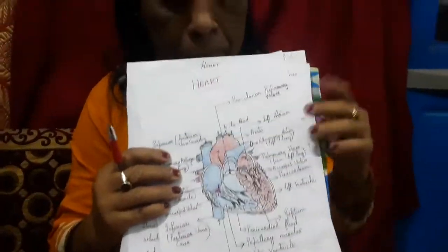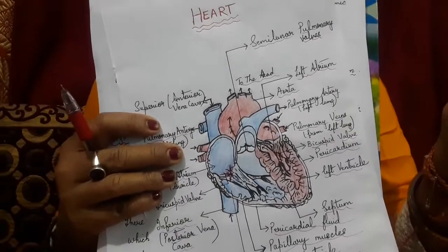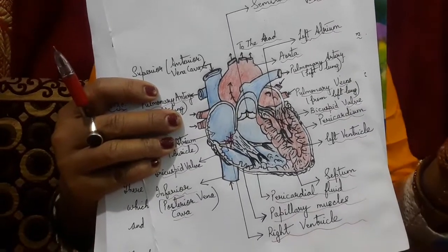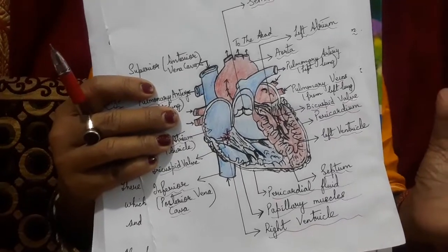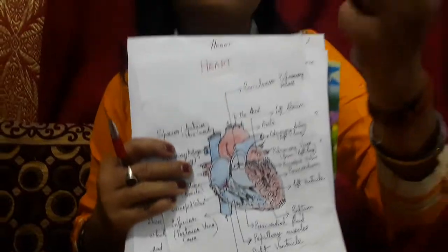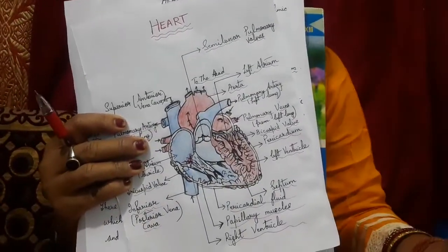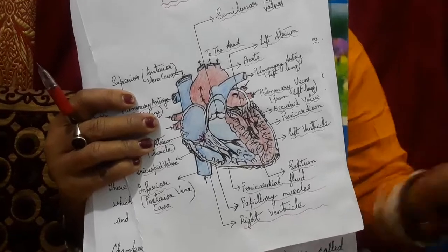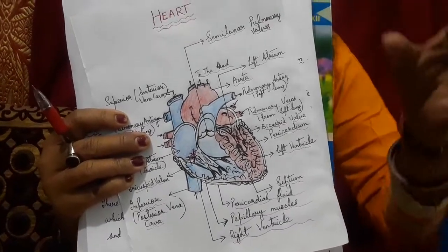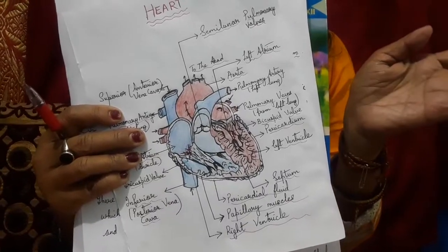Now, what is heart? It is a pumping organ that rhythmically contracts and relaxes to pump the blood throughout the body. What is the size of the heart? It is the size of a clenched fist. And what is its shape? It is almost triangular in shape with its apex pointed towards the left.